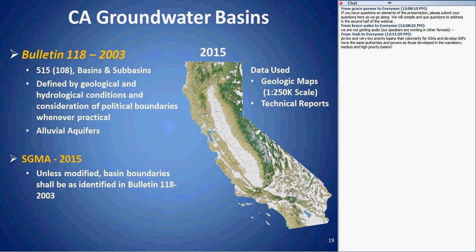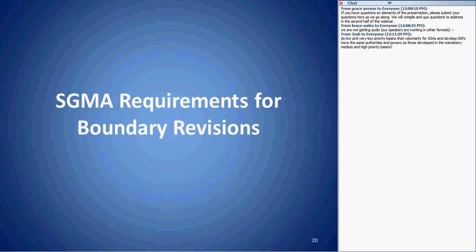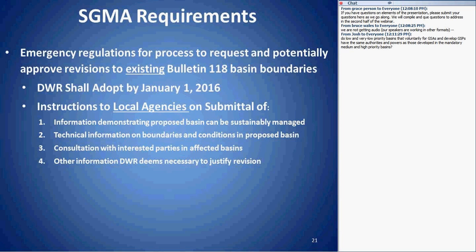This new process that SGMA has created, and what we're developing these regulations for, is a process for local agencies to submit revisions to these basin boundaries. That's the next topic I'd like to cover: the actual requirements in the law as it pertains to this new boundary revision process. So the department is required to develop these emergency regulations for local agencies to request, and for the department to potentially approve, revisions to existing Bulletin 118 basin boundaries.